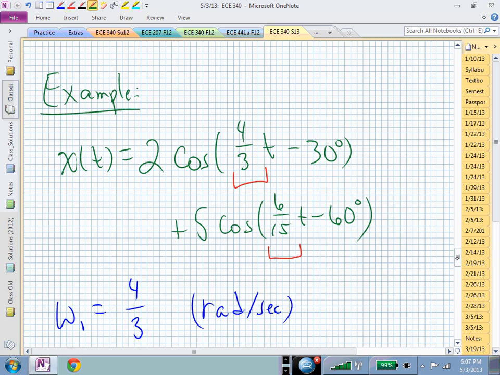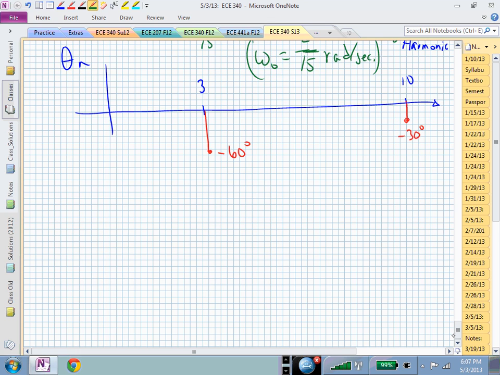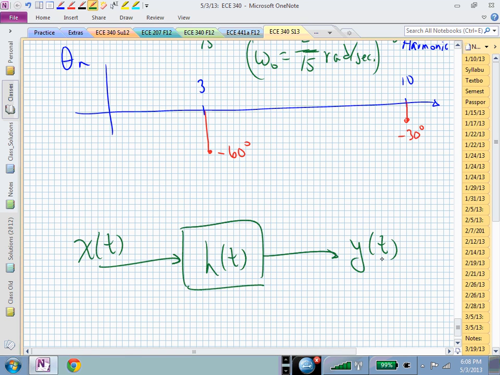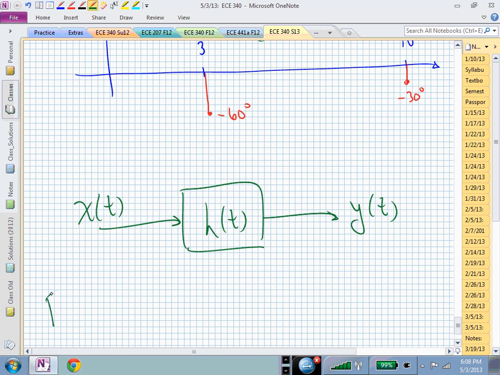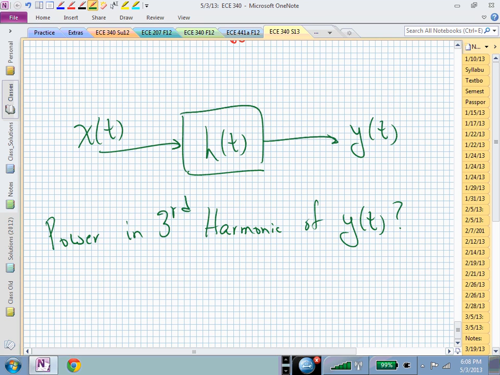Now what could I ask you? I could say that's the input, but now I want you to process that input through a system, h of t, and produce the output y, and I want to know what's the power in the third harmonic of y of t. What if I ask for the power in the fundamental or the first harmonic in y of t?